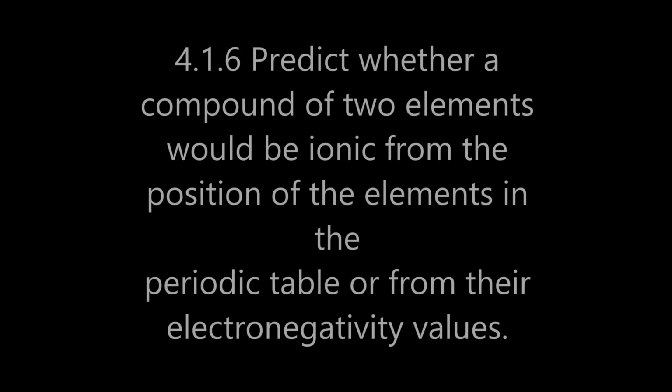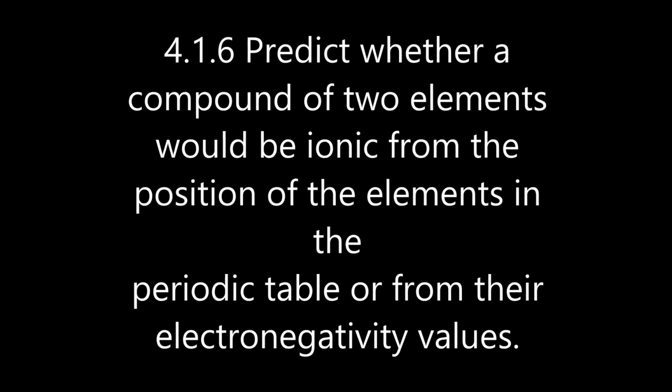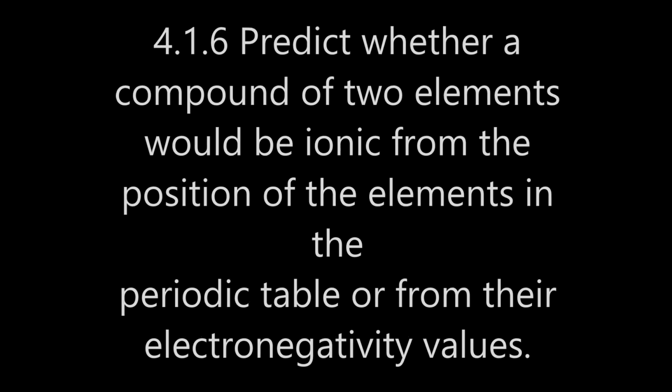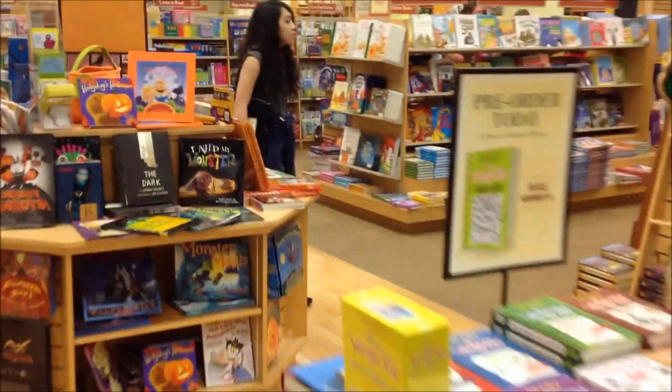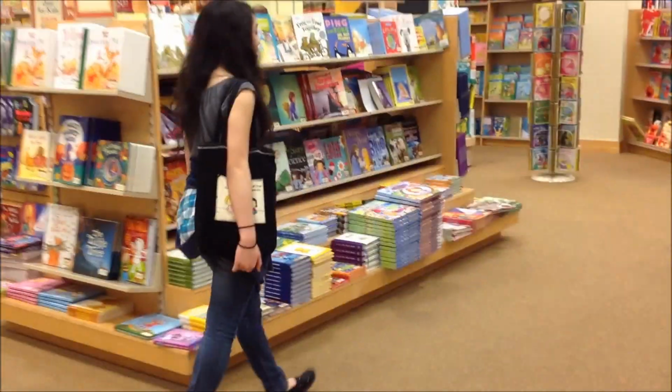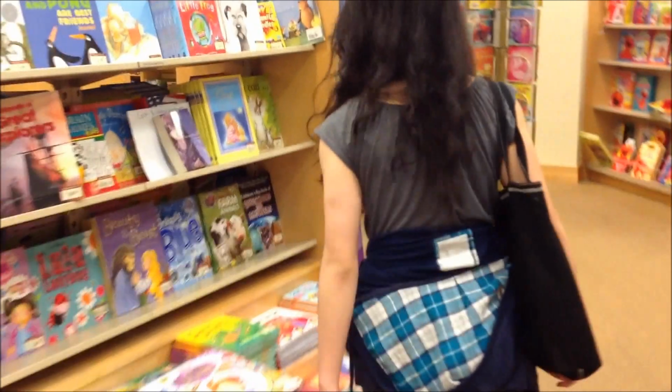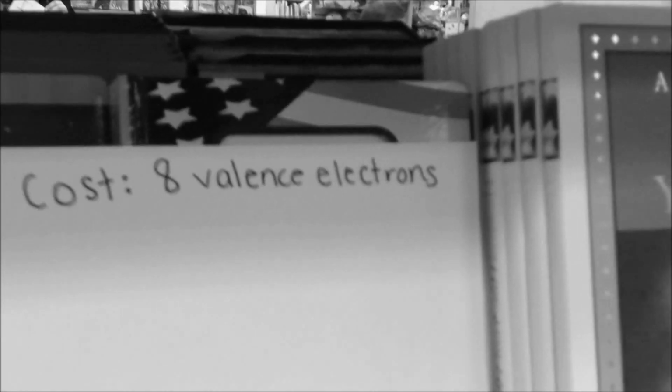Predict whether a compound of two elements would be ionic from the position of the elements in the periodic table or from their electronegativity values. Well, prior to that, I will head to the 8 valence electron store to see what is there. Well, okay, there's fluorine right here, group 17 of course, and she's looking for a book. Oh, okay, she already managed to find a book. Let's see. Wow, she really loves it. Let's check the cost. 8 valence electrons. Well, let's see how much she has.